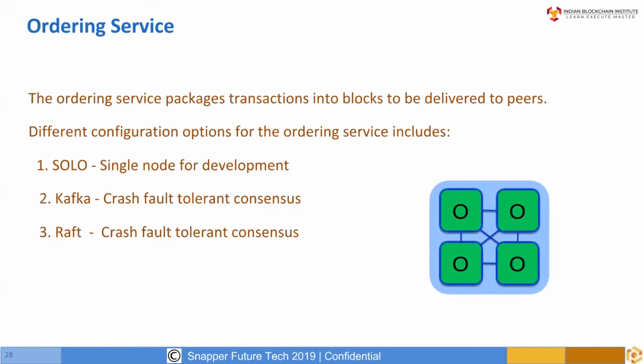Kafka is a crash fault tolerant consensus. Raft is also crash fault tolerant, but Raft is widely used now because Kafka is very difficult to configure. It is very complex, and it sometimes works and sometimes doesn't. When I used to work with Kafka, it took me a lot of time to understand how it works and to implement it. But ultimately Raft came, so I dropped the idea of using Kafka and started working with Raft. The Raft setup was easier for me, so I use Raft now.